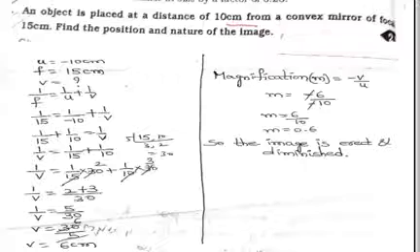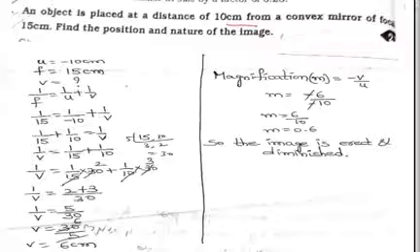Okay, now take LCM of 15 and 10. So how much will come? 5 3 is 15, 5 2 is 10, 5 3 is 15, 15 2 is 30. So then we can write 1 by v equal to 1 by 15 into 30 plus 1 by 10 into 30. Then 15 2 is 30, 10 3 is 30.